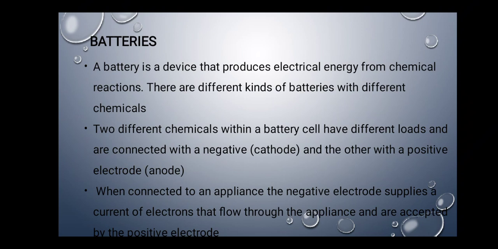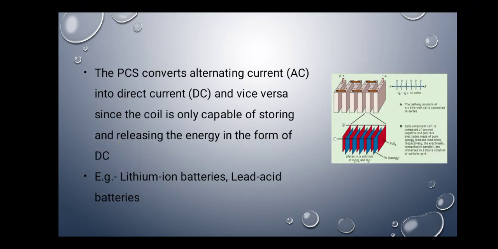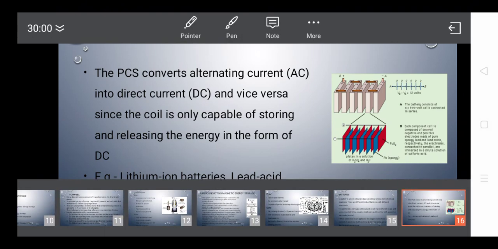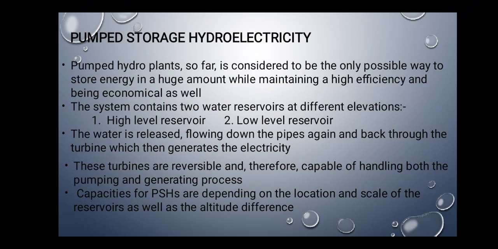Batteries. A battery is a device that produces electrical energy from a chemical reaction. There are different kinds of batteries with different chemicals. Two different chemicals within a battery cell have different charge and are connected with a negative and a positive electrode. When connected to an application, a current of electrons flows through the appliance and is accepted by the positive electrode. The PCS converts alternating current into direct current and vice versa, since the coil is only capable of storing energy in the form of DC, like the lithium ion battery and lead acid battery.